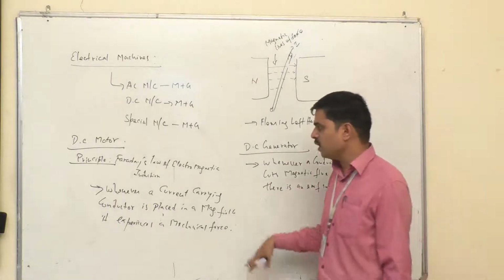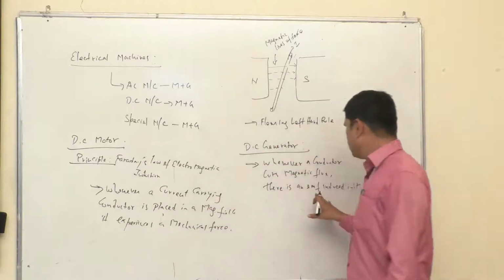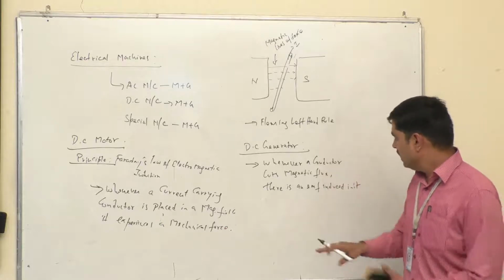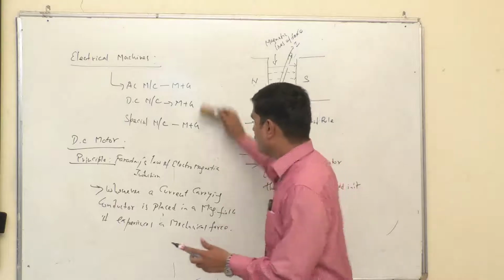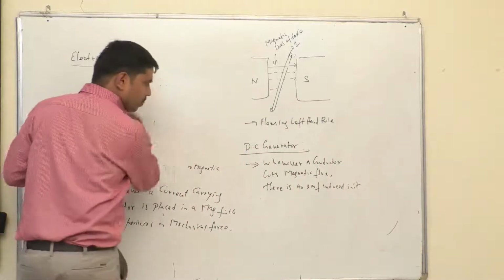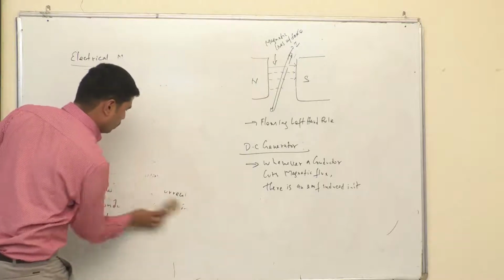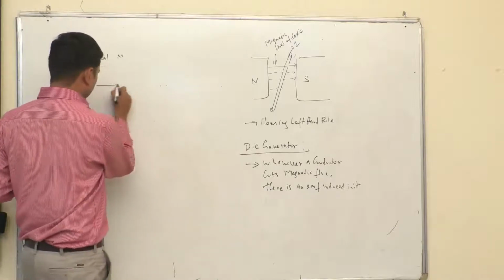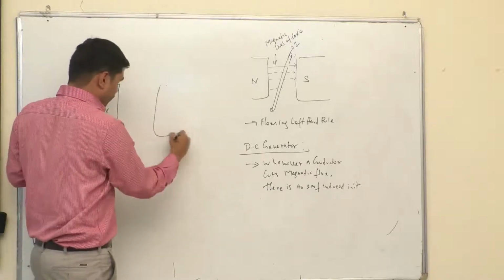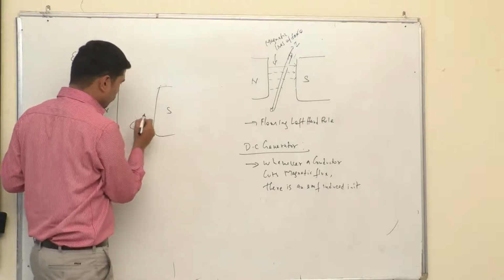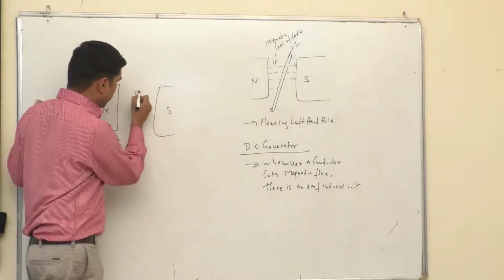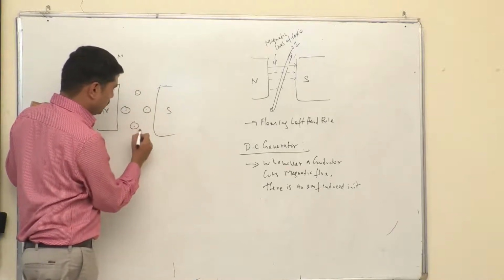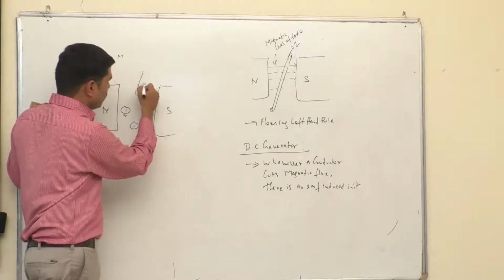Previously, you saw in a motor, it is a current carrying conductor. But in this case, it is not a current carrying conductor. There is no current flowing in the conductor. Only a conductor will be there. Let's see how it operates. There is also a permanent magnet, north pole and south pole. There are conductor 1, conductor 2, conductor 3 and conductor 4. These are called conductors.